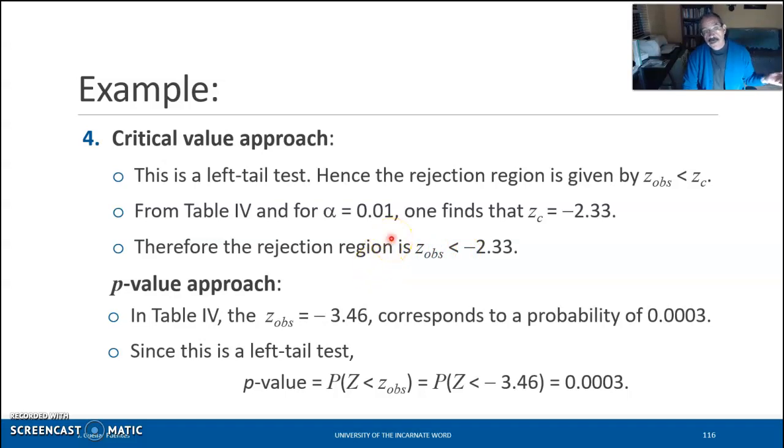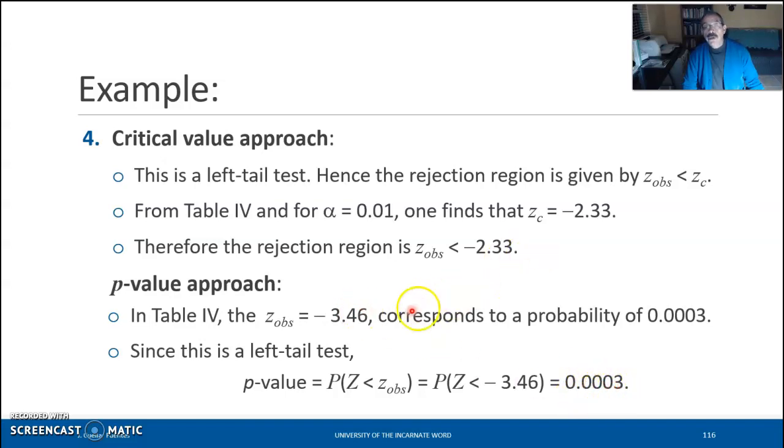If we decide to go with the p-value approach, then we use the Z observed, minus 3.46, and then we go into table 4 and we see what probability this corresponds to. And the probability you can see in table 4 corresponds to 0.0003. So since this is a left tail test, the probability that Z is less than Z observed, or minus 3.46, the p-value is in fact 0.0003.